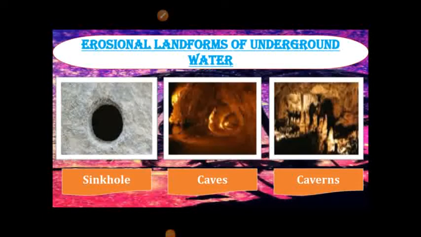Caves and caverns. Caves are hollows that are formed by the dissolution of limestone rocks when carbon dioxide in air turns into carbonic acid after its reaction with water. They vary in size and shape. Caverns are caves with an irregular floor.